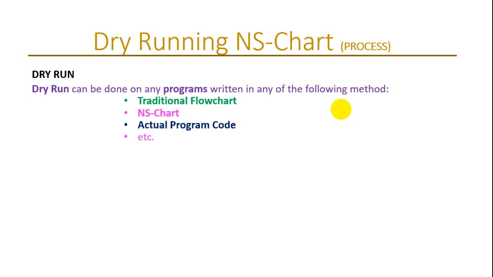Even pseudocode, which we haven't talked about: instead of using NSChat or traditional flowchart, there's another method to do this called pseudocode. If you use pseudocode also, that can generally be dry run. Any of these can be, that's why I put etc. Not only these but other things also can be dry run. But anyway, we are mainly concerned about the NSChat in this case.